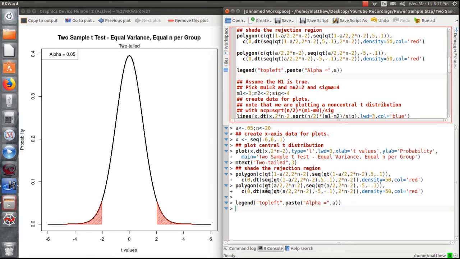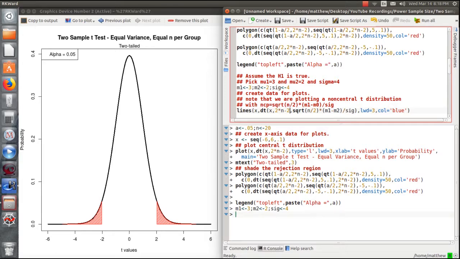Okay, but to calculate sample size or power, we have to assume that the alternative is true. And that means we have to pick values in the alternative region, which means mu1 and mu2 are not equal. We also need the population standard deviation. So I'm going to just randomly pick values: mu1 is 3, mu2 is 2, and sigma is 4. And we store those in these values, m1, m2, and sig.